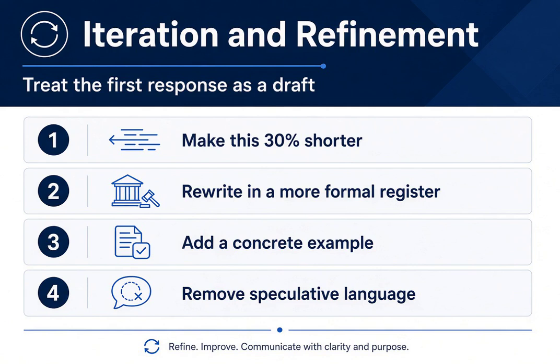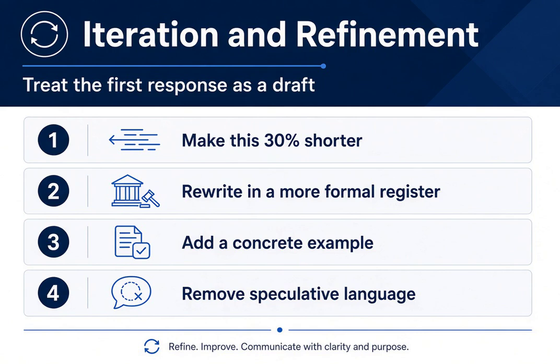Let us reinforce the method with a short additional section on iteration and quality control. After receiving the first response, treat it as a working draft. Useful refinement instructions include: make this 30% shorter, rewrite in a more formal register, remove any speculative language, add a concrete example, or restructure the answer under clearer headings. 2 or 3 short refinement passes usually produce a result that requires only light human editing.